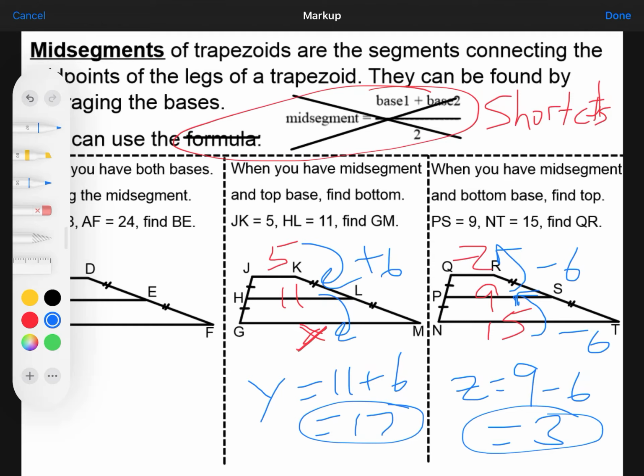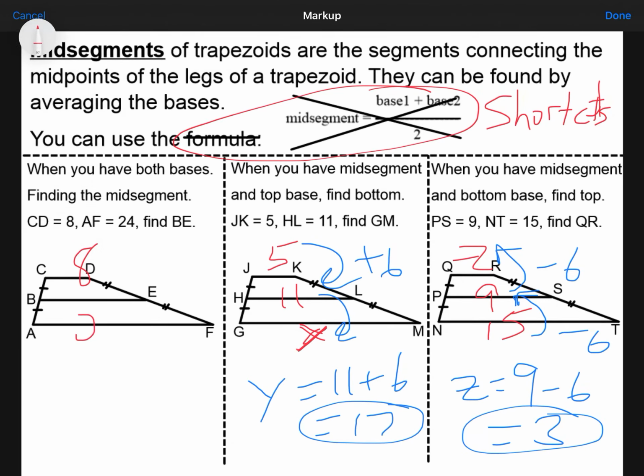It could be 5. It could be 3. It could be 11. It could be 52. It could be any number. But whatever way you add or subtract to go from the middle to one of the bases is how much you'll add or subtract to go from the middle to the other base. It's that easy. You can even do that on these questions where it was just taking an average.